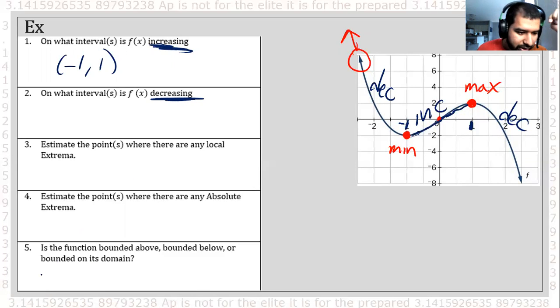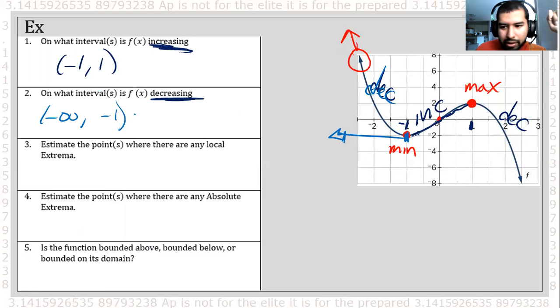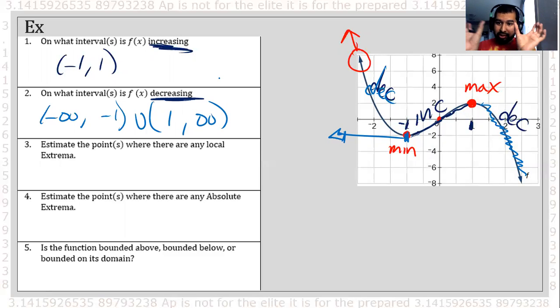What value is it decreasing? Well, alternatively, it will be from this 1 all the way left, right? Because we're talking about x's. All my x's live in the domain, right? So it's all the way left, so -infinity, all the way to where it stops decreasing, -1, union. Where else does it decrease? Well, we can see it right here. This is decreasing from 1 to infinity. So whenever you have two parts that are decreasing, you put this little u, just to combine both parts.